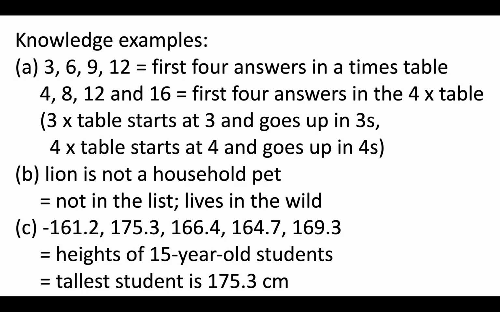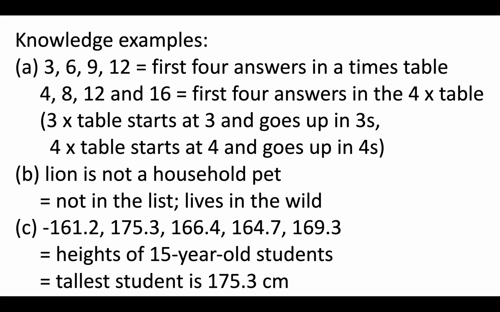So if you have 3, 6, 9, 12, those are the first four answers in a 3 times table. 4, 8, 12, and 16 are the first four answers in the 4 times table. So the first set of table goes up by 3s, the second one goes by 4s.